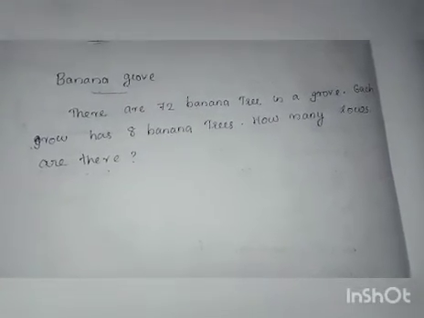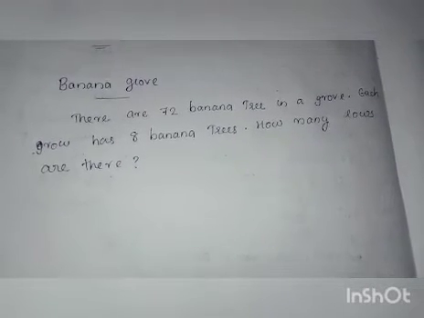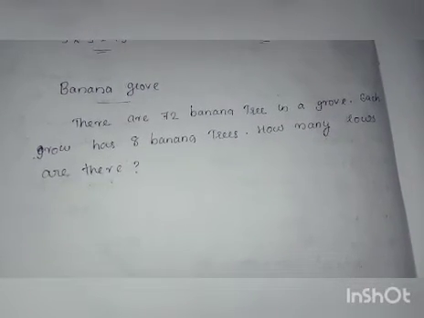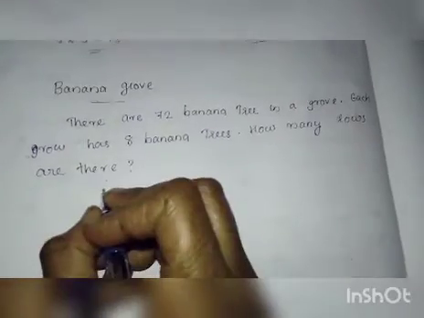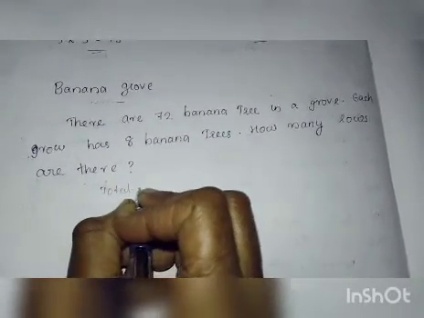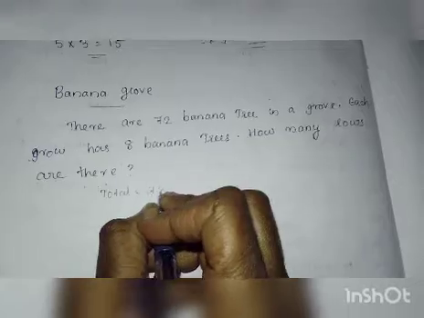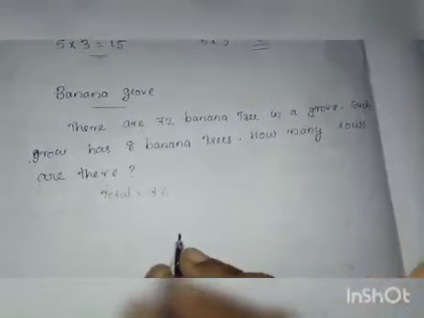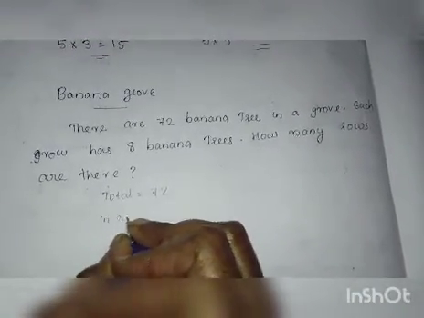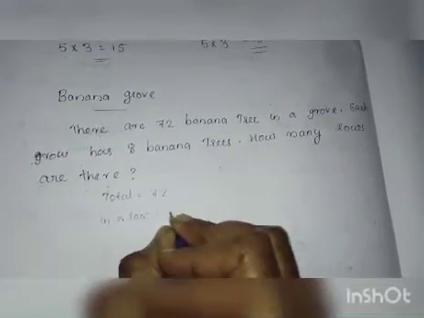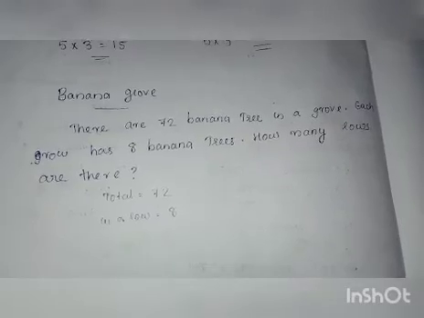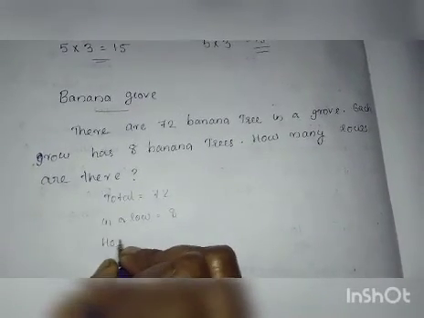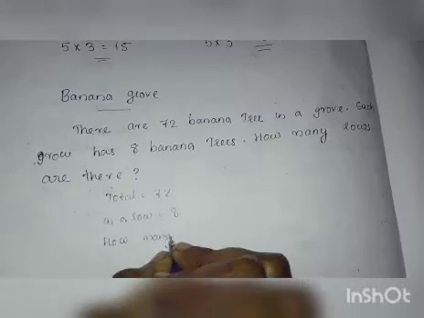This is the next question. Banana grove. There are 72 banana trees in a grove. Each row has 8 banana trees. How many rows are there? Here the total number of banana trees is 72 and in a row 8 banana trees are there. So here we need to find out how many rows there are.